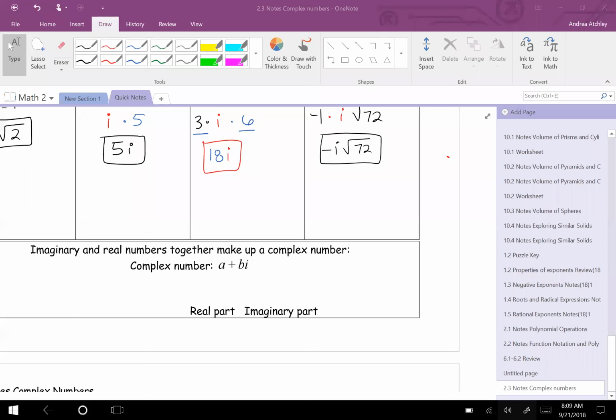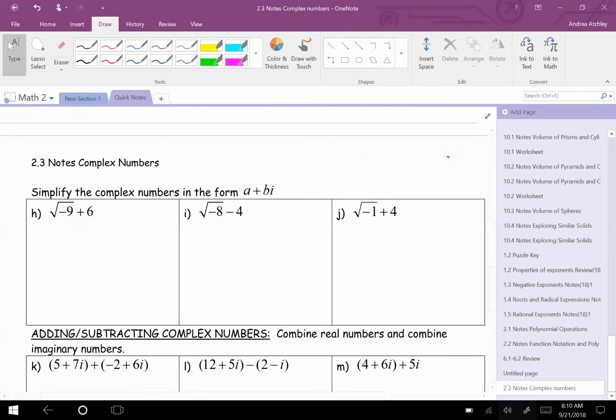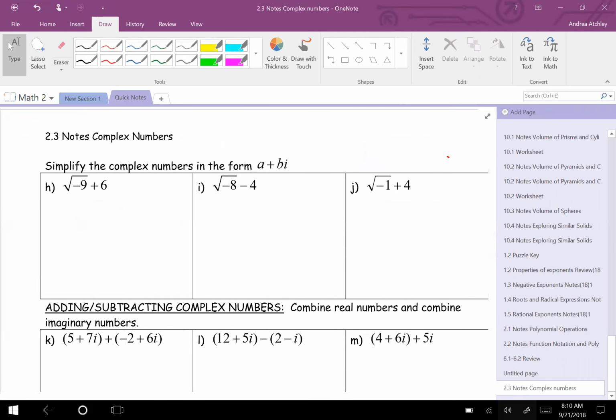Imaginary and real numbers together make up a complex number. So this right here is what we call a complex number. It has an imaginary part and a real part. So the a is the real part and the b is the imaginary part. Any questions over that? Okay, so now we're going to simplify some complex numbers.